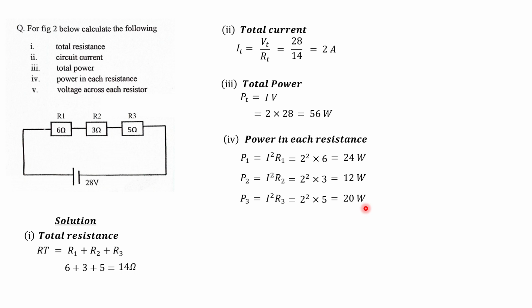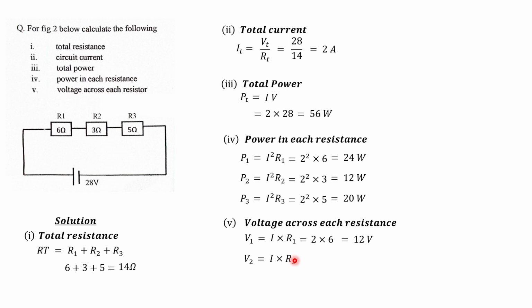All right, so let's move on with the last one, which is V, and we have to calculate the voltage across each resistance. So V1, that is the voltage across resistor R1, is equal to I times R1, which is equal to 2 times 6. And that is going to give us 12 volts. So V2, which is the voltage across resistor R2, is also equal to I times R2, which is equal to 2 times 3, which is 6 volts.